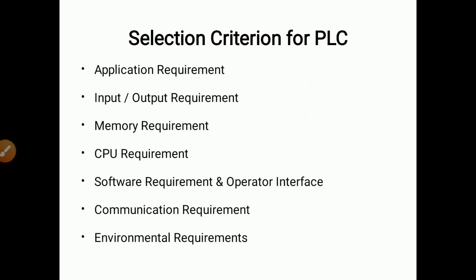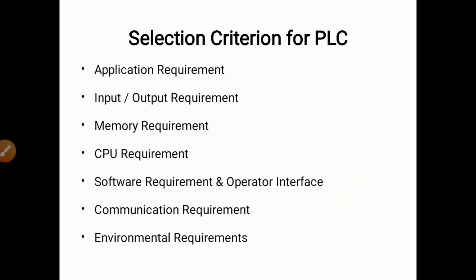For a particular application, or a particular process, or a particular PLC, there are some selection criteria. The first criterion is application requirement, which means for which application we are using PLC. We have to decide that, and then select the proper PLC. Then input output requirement: for the particular PLC you are using, how many inputs you can connect, how many outputs you can connect. That is also important.